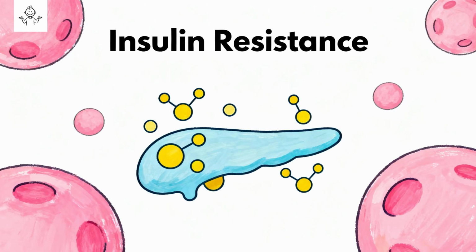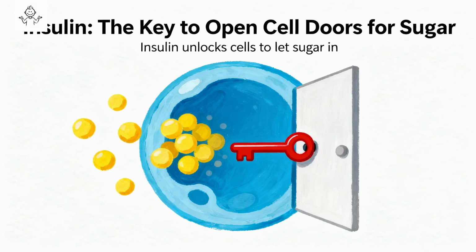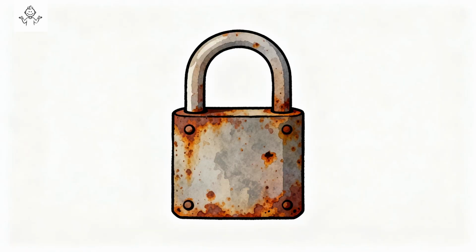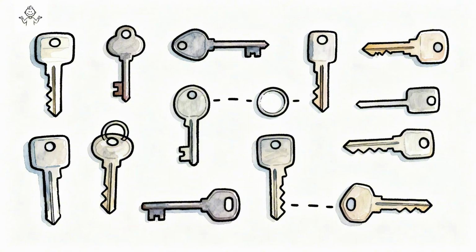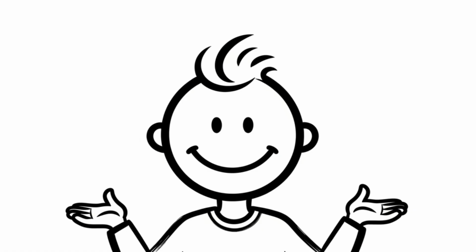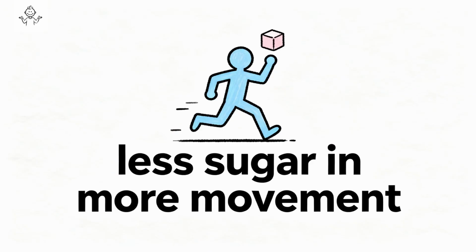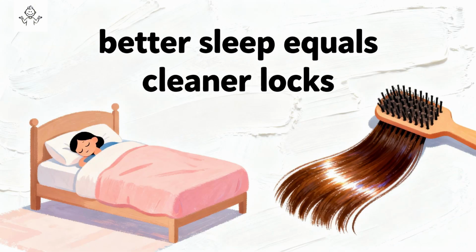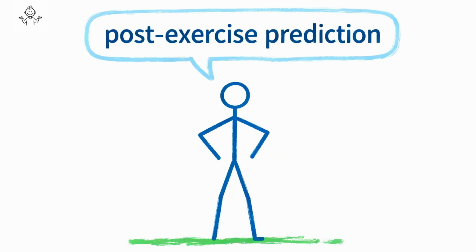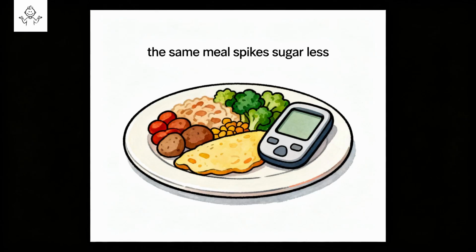3. Medicine, insulin resistance. Teach: insulin is a key that opens cell doors for sugar. In resistance, locks get rusty. You need more keys. Gap: why do locks rust? Repair: chronic high sugar and inflammation change the receptors. Muscles stop answering well. Simplify: less sugar in, more movement. Better sleep equals cleaner locks. Prediction: after exercise, the same meal spikes sugar less.